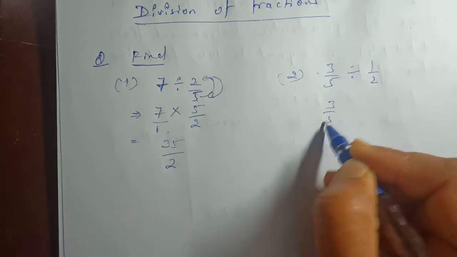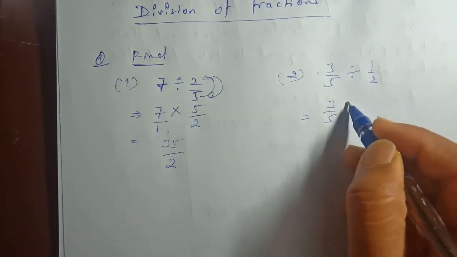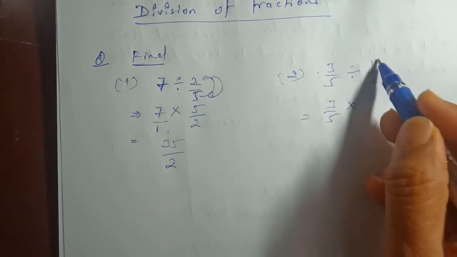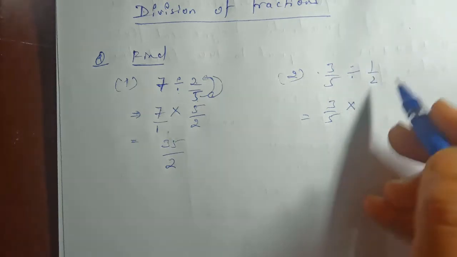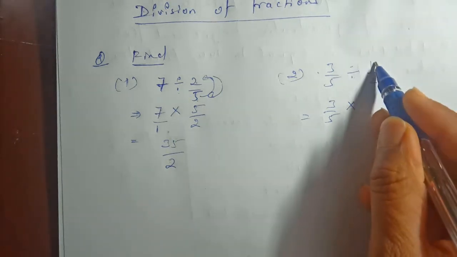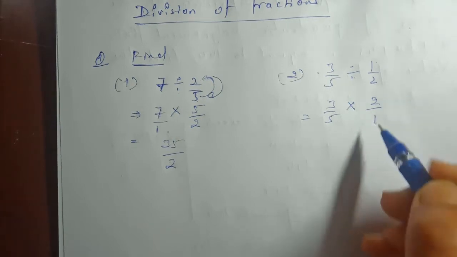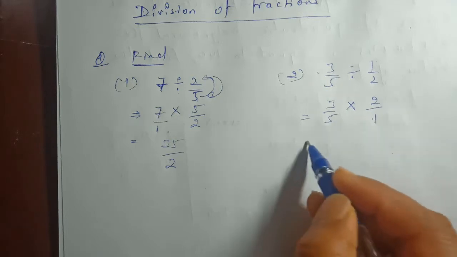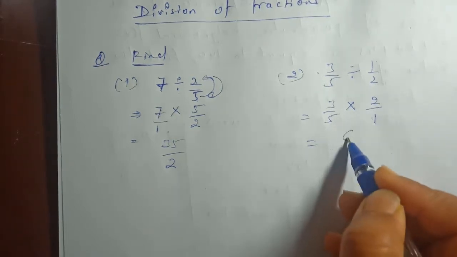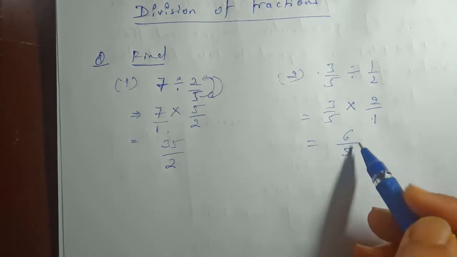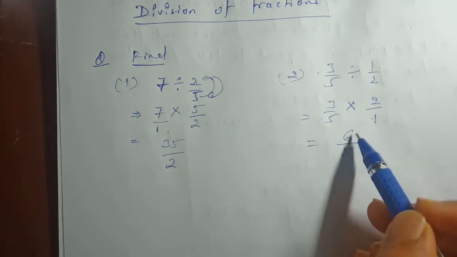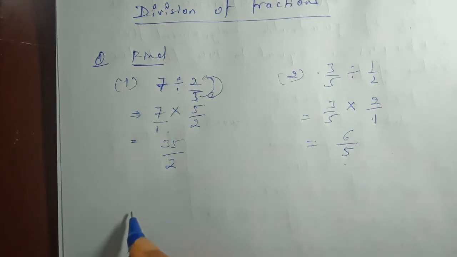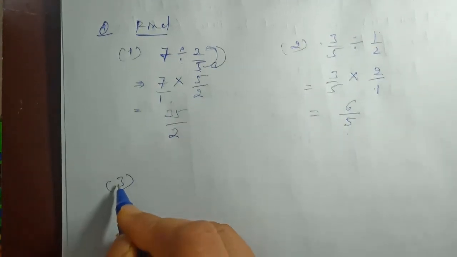First of all, we have to write the first number as it is, and change the division into multiplication. As we have changed the division into multiplication, the second fraction is to be reciprocal. It means the denominator will be written at the place of numerator and the numerator at the place of denominator. So it will become 2 by 1. Now multiply numerator by numerator and denominator by denominator. 3 into 2, 6, 5 into 1, 5. If you find there is any cancellation between numerator and denominator, then do it, otherwise leave it up to here. This is the solution. Now let us do some more.